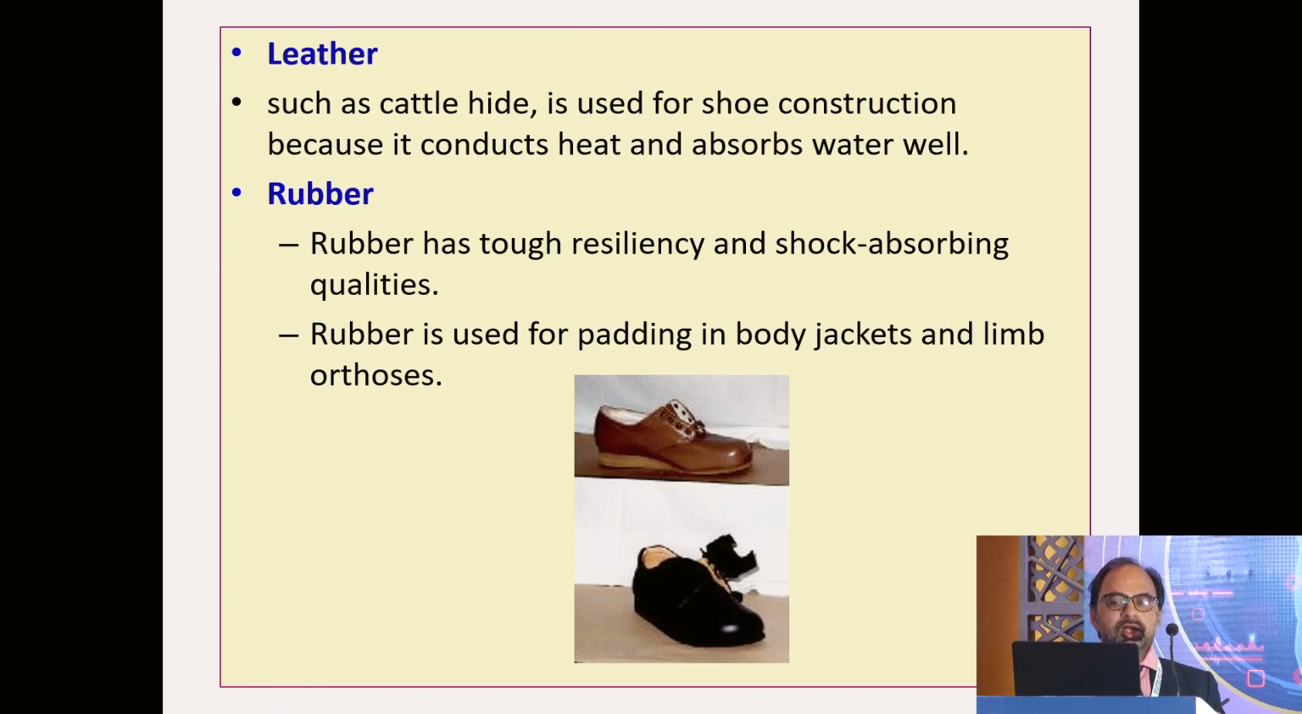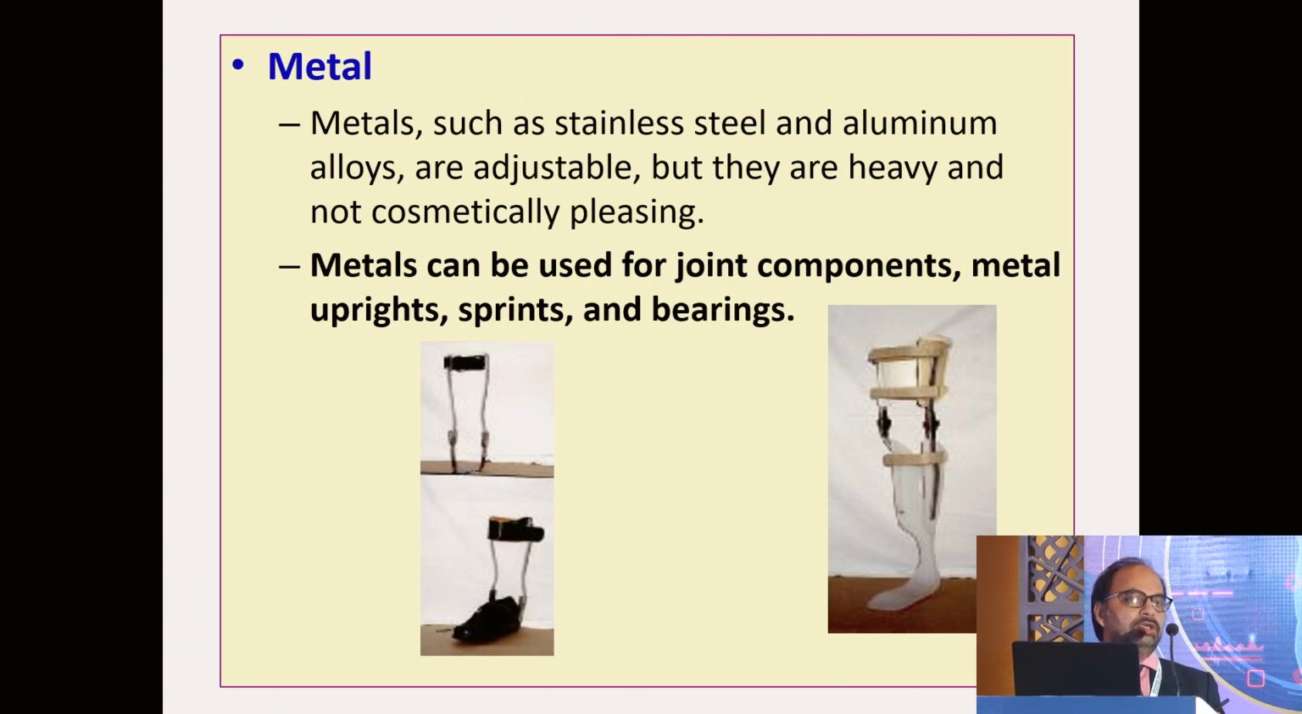Leather such as cattle hide is used for socket construction because it conducts heat and absorbs water well. Rubber has a tough resiliency and shock absorbing qualities. Rubber is used for padding in body jackets and limb orthosis. Metals such as stainless steel and aluminum alloys are adjustable, but they are heavy and not cosmetically pleasing. So metals can be used for joint components such as metal uprights, springs and bearings.